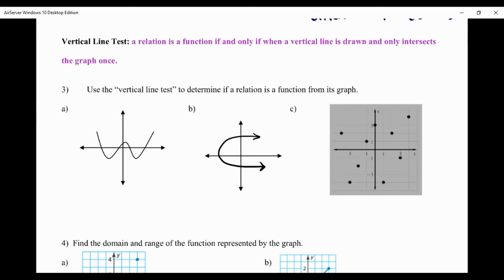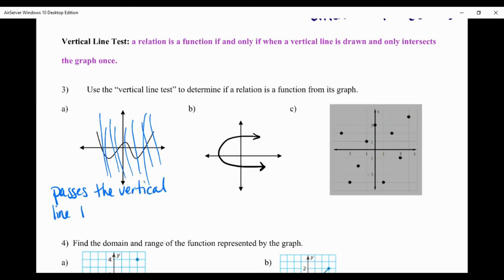So the vertical line test, so draw a bunch of vertical lines. You can actually draw them or you can just visualize. Okay, at no point do these vertical lines that I just drew intersect the graph more than once. So this means that the vertical line test passes, which means this relation is a function.